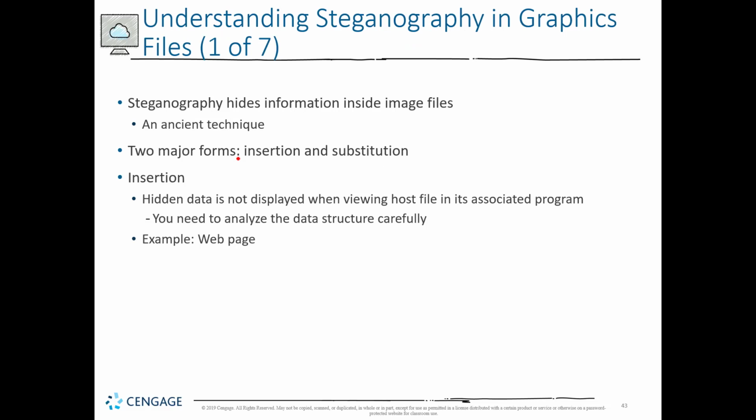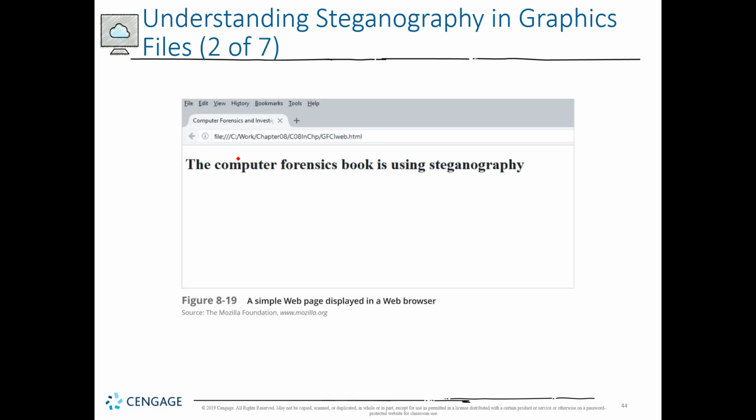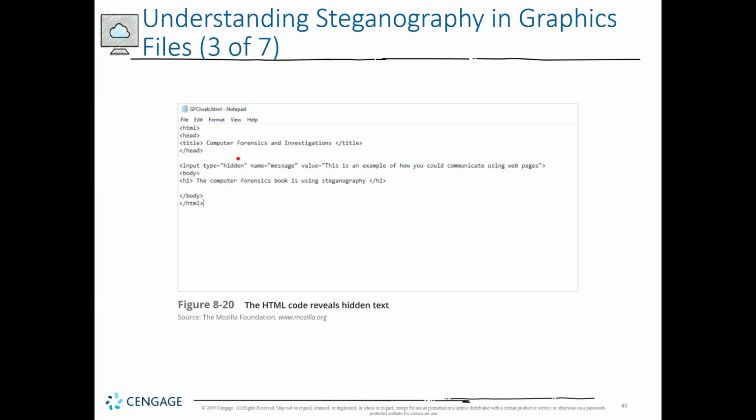Moving past that, what about hiding information inside of an image? That's called steganography. And this is an ancient technique of hiding data. There are 2 major forms of steganography: insertion and substitution. Insertion basically will hide data not displayed when viewing a host file in the associated program. You'll need to analyze the structure to view the contents. For example, here is an HTML file that has a hidden message. When viewing the data, there might be a hidden value.